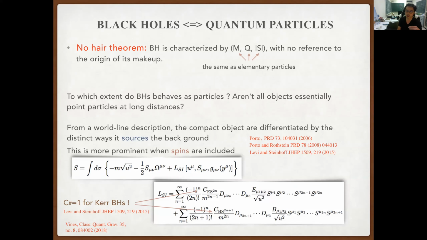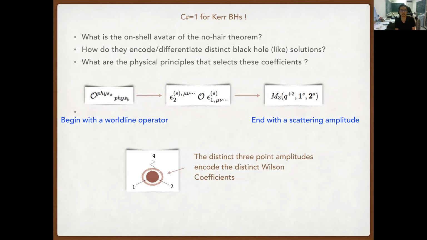If we now let the object carry spin, the story becomes much more interesting, because even at linear order in the Riemann tensor, you have an infinite number of higher dimension operators, each with their own Wilson coefficients. So these are the different spin multipole moments. If we're talking about a spinning black hole, then these Wilson coefficients are set to 1, which you can derive by looking at the Kerr metric, expanding to first order in G and to all orders in spin, and doing the matching. So what we would like to ask is, what is the on-shell statement of C equals 1? Or in other words, what is the on-shell statement of the no-hair theorem?